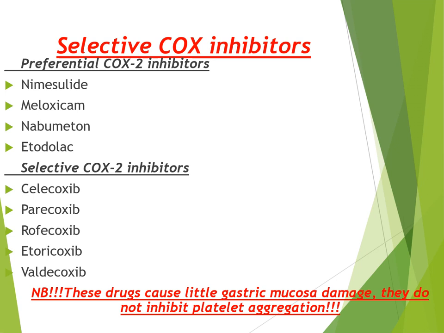The next group of drugs blocks COX selectively. Preferential COX-2 inhibitors: nimesulide, meloxicam, nabumetone, etodolac. And selective COX-2 inhibitors: celecoxib, parecoxib, rofecoxib, etoricoxib, and valdecoxib. It is important to pay attention that these drugs cause little gastric mucosa damage due to the inhibition of the COX-2 enzyme. They do not inhibit platelet aggregation.